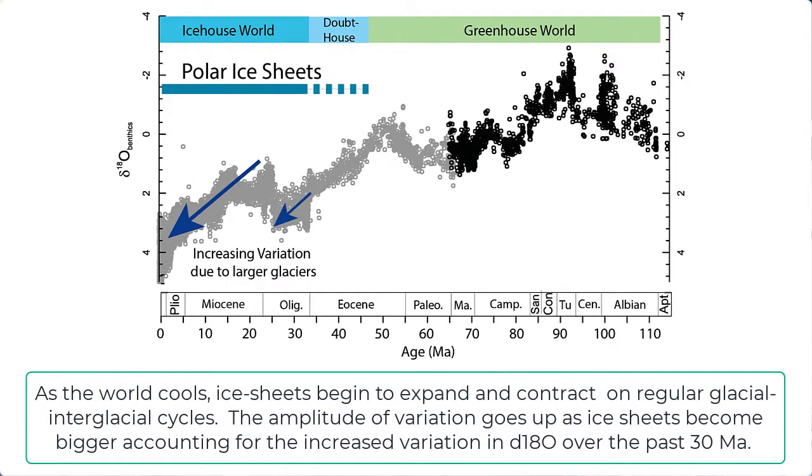You can also see that variation in oxygen isotopes increases towards today. Glaciers can melt pretty quickly, so that ice sheets are not permanent things, but they expand and shrink over time with changing climate. So as more ice forms globally, there's also more melting during the intervening warm periods, and this accounts for the increasing variation in oxygen isotopes in the last 30 million years.